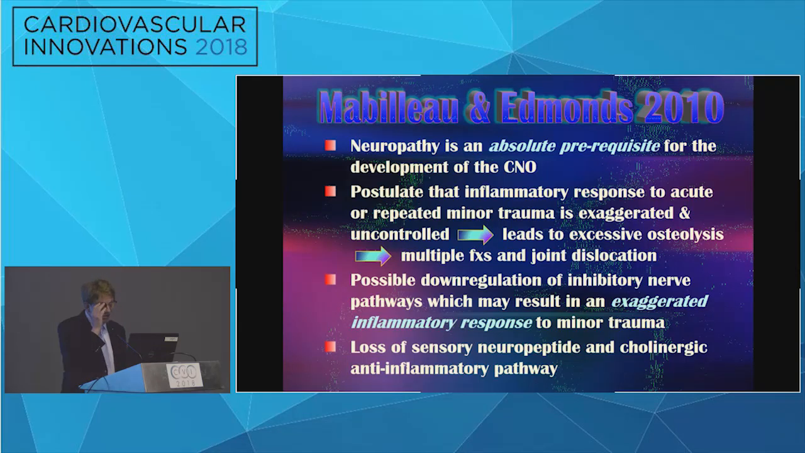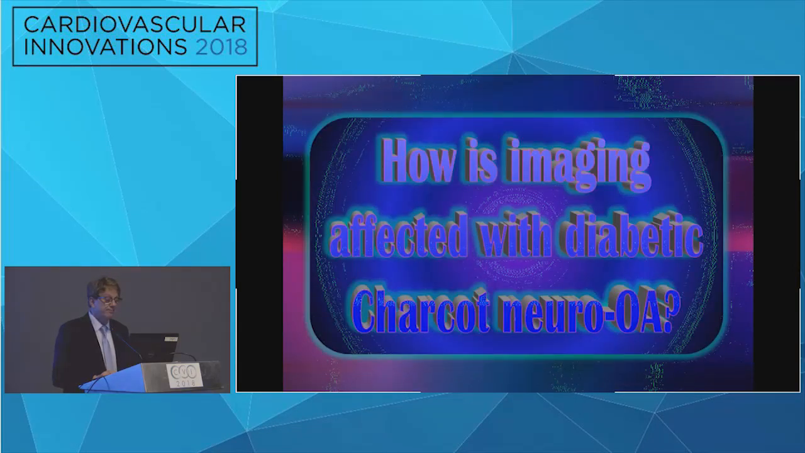In this particular article, they thought there was a possible downregulation of the inhibitory nerve pathways that can result in an exaggerated response to trauma, and then minor trauma starts this inflammatory cascade, and then you get RANKL going and all that type of stuff. So rather interesting. But anyway, the bottom line is there clearly are a number of factors out there that seem to predispose these patients towards fracture.